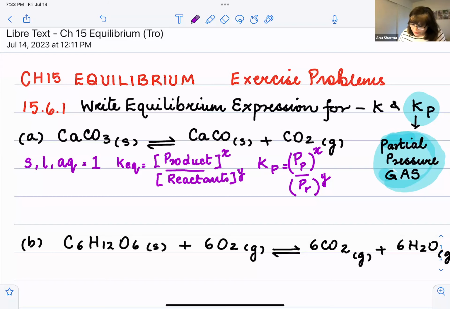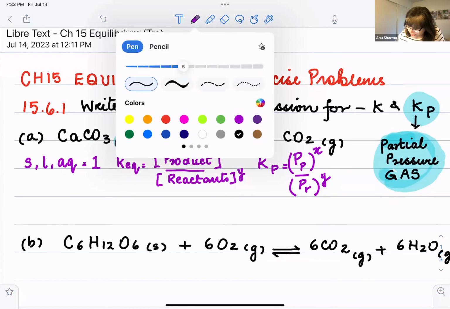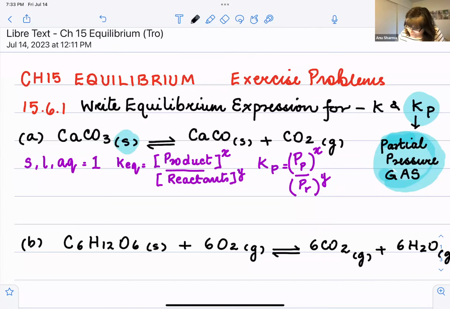Okay, so here let's look at this for calcium carbonate. Because calcium carbonate is a solid, this is going to be 1. Sorry, this should be calcium oxide, not this. So here, calcium oxide is a solid, so this is also going to be 1. So we will just write the answer. K is equal to the concentration of CO2. We only write for gases, CO2. Because the exponent of CO2 is just 1, we won't write it. Okay, so this is one answer.